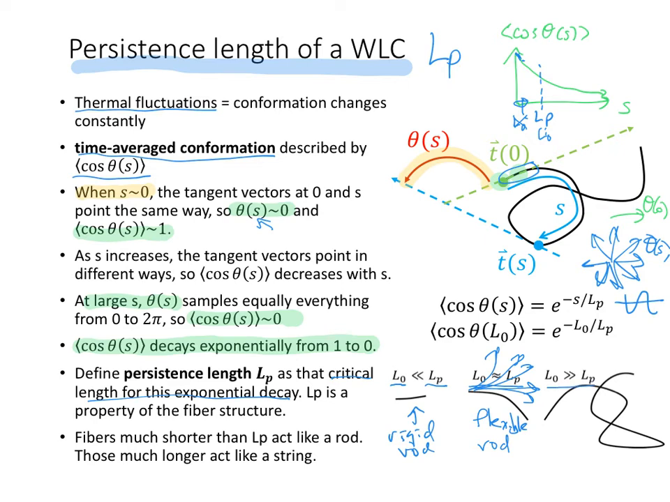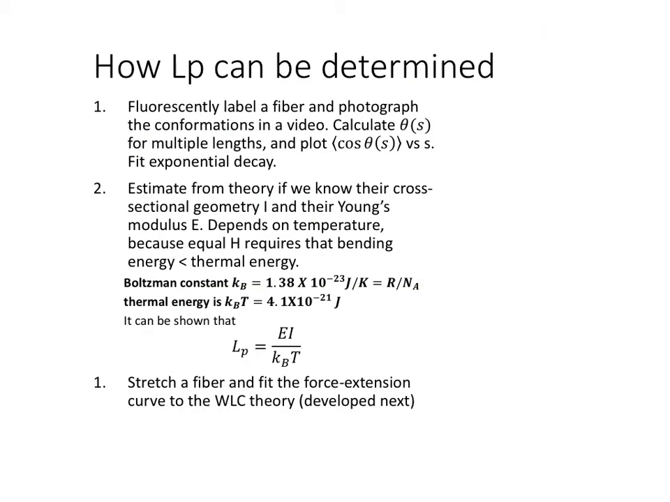Finally, if contour length is much greater than persistence length, then this thing acts like a string or a worm-like chain. It's all curled up in different orientations. In this way, we see that the persistence length LP determines the properties of a fiber.